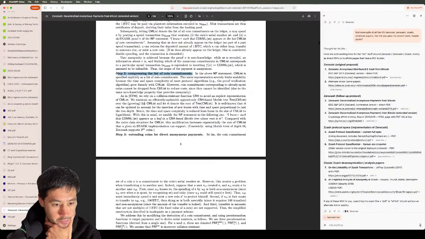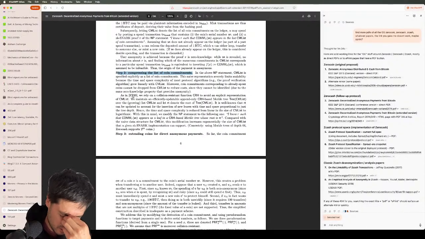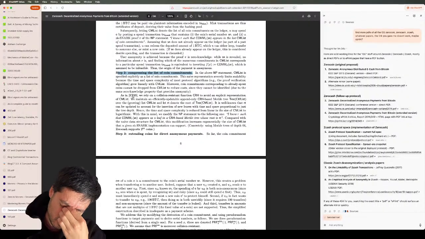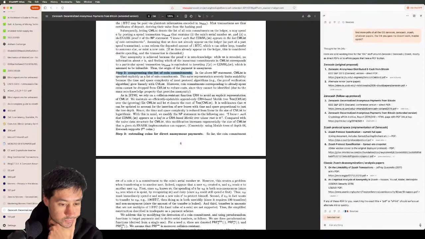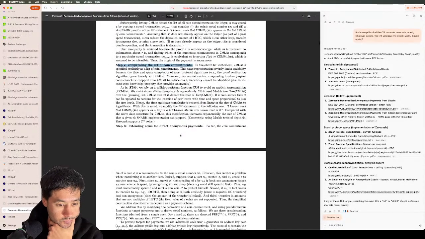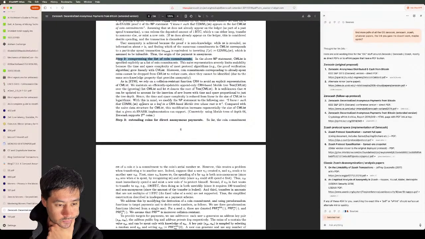Step 2. ST99 was... was ST99 like encryption of coins on top of David Chaum coins? Don't remember. Yeah, step 2 is just use a Merkle tree.